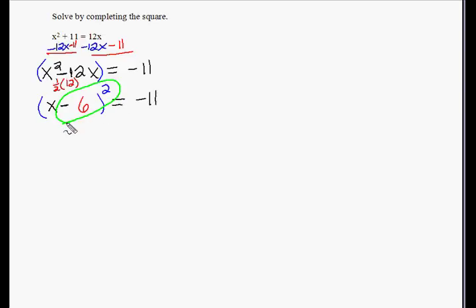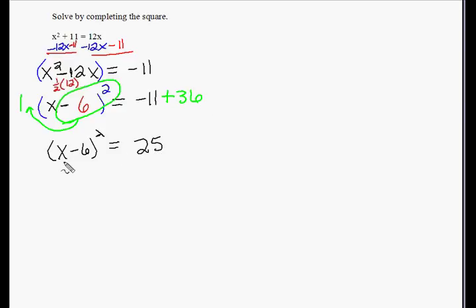We must square this negative 6 and multiply it by the leading coefficient, which is 1, and add that to the other side of the equation. We now have x minus 6, the quantity squared, is equal to 25.